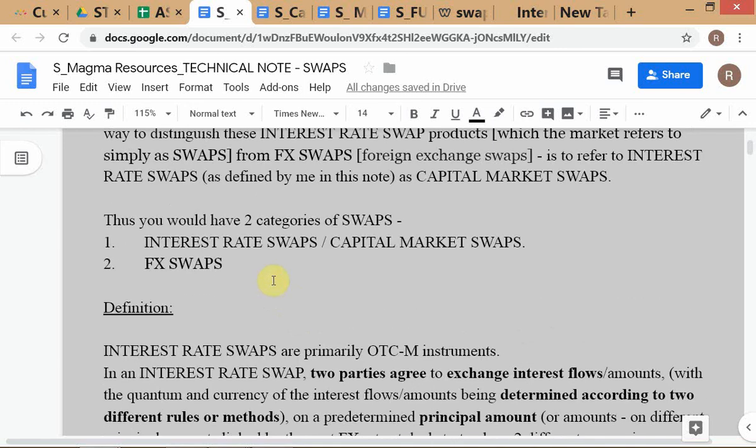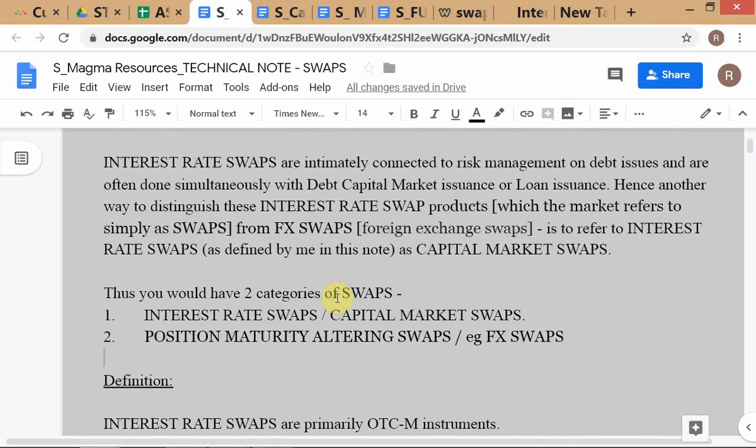Let's call them FX swaps, so we can also more correctly call them. This is the FX swap structure, but there's a better way to define it. There's a better name for it actually. We'll put this at the end. FX swaps, all right.